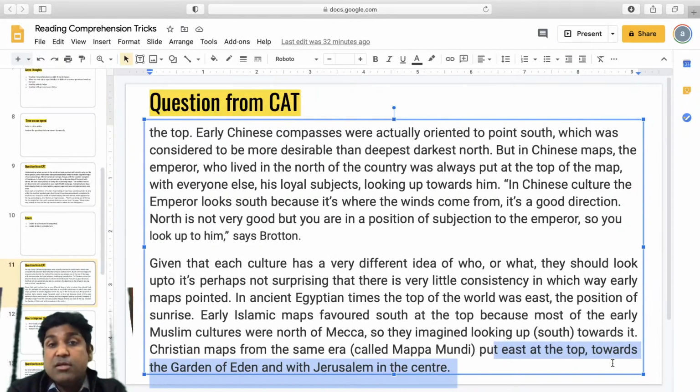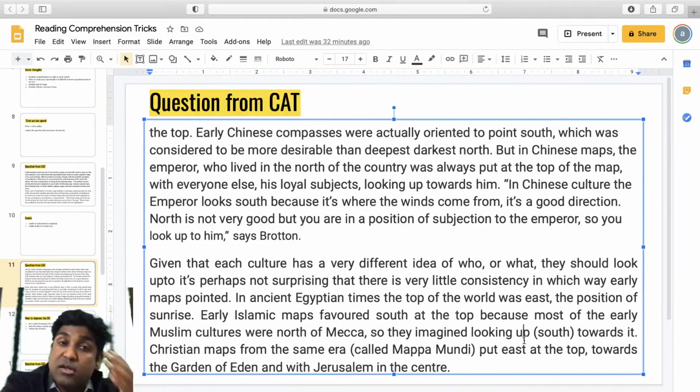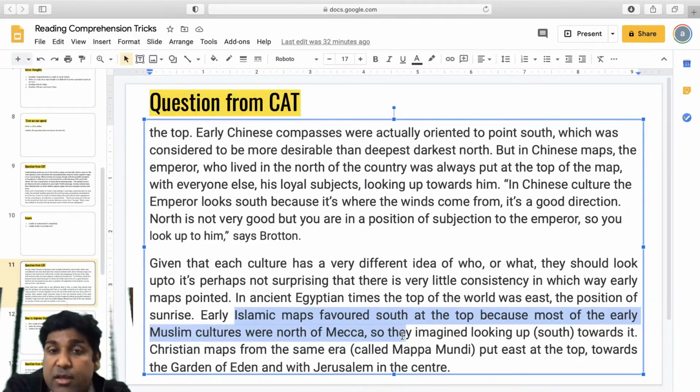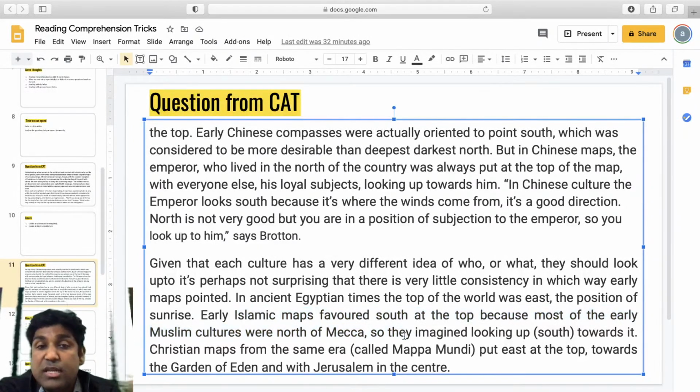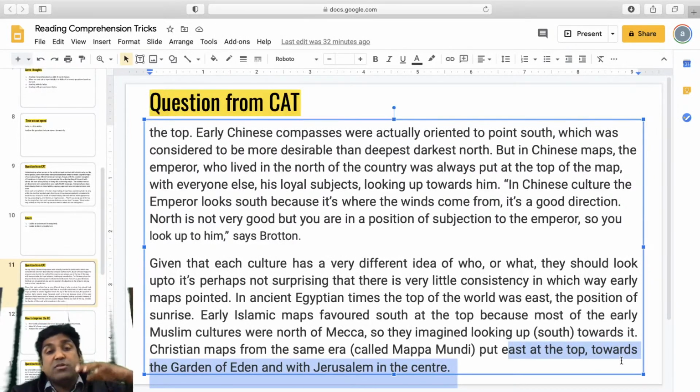And then in various other cultures, because of one reason or the other, and mostly it used to be from religious reasons, certain directions, without any logical reason, were placed at the top. For example, in Islamic culture, south was the top because most of the early cultures were north of Mecca, so they wanted to look up to it. And in the Christian era, east was put at the top because that's where they thought the Garden of Eden was, with Jerusalem in the center.